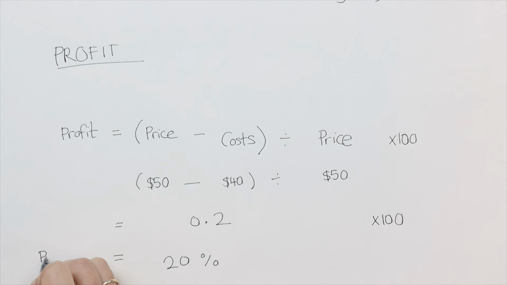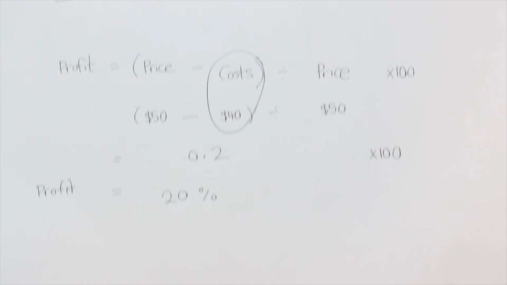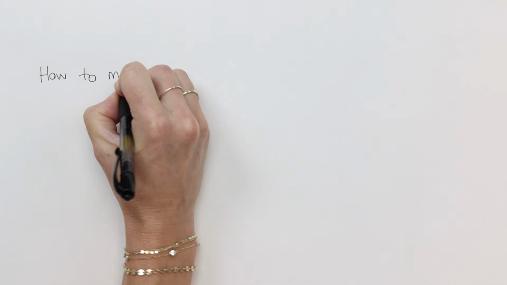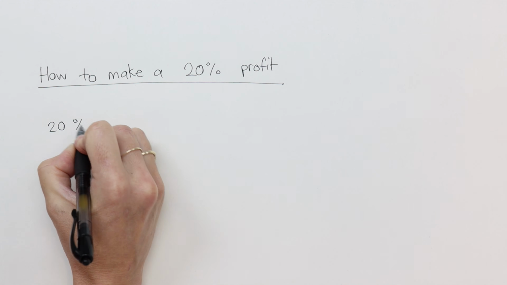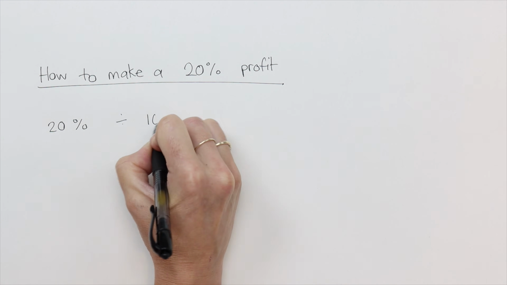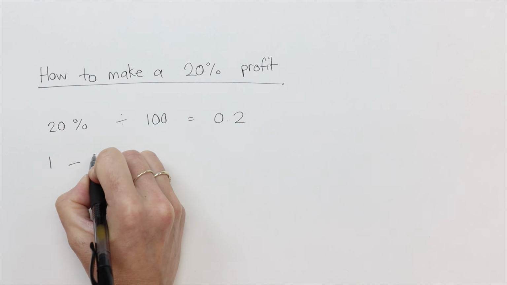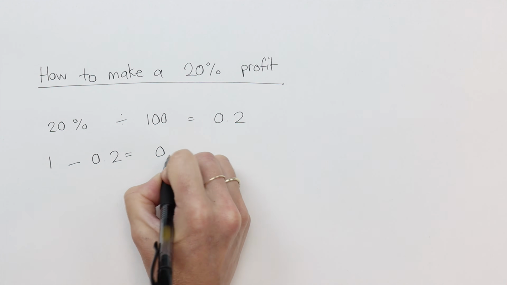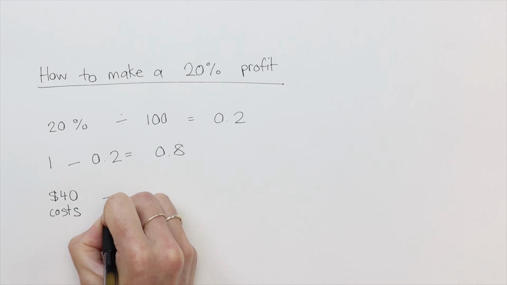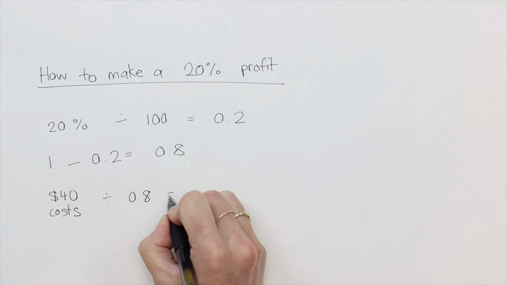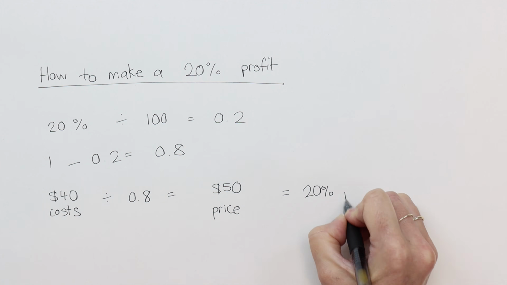profit. To do this the other way around, if you know your costs are $40 and you want to make a 20% profit, flip the formula around to do the opposite. Start with your desired profit and divide by 100, so 20% divided by 100, 0.2. Take that away from 1, which for this example is 0.8. Then take your costs, $40 for this example, and divide by 0.8 to get the price you should charge, $50, which will give you a 20% profit.